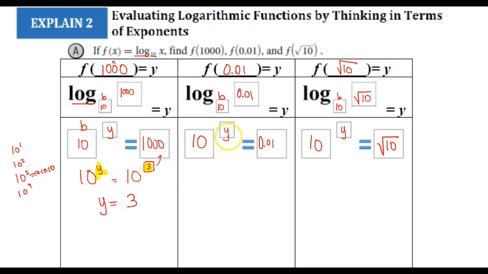All right. Now with this next one, this is a little weird, right? So 10 to what power equals 0.01? This one might take a little bit of calculation, but try and think of, since it's a decimal, is it 10 to the negative 1 power, 10 to the negative 2 power, or 10 to the negative 3 power? It's going to be 10 to the negative 2.